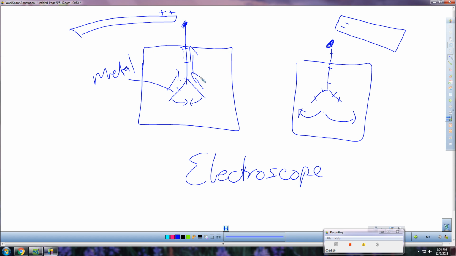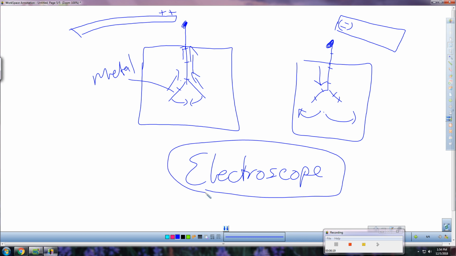If I bring a negatively charged object towards the top, it's going to force the electrons to move down towards the leaves, and again, opposites repel, they don't attract. So that's how an electroscope works. I know it's been mentioned, just so you have an idea of what that is.